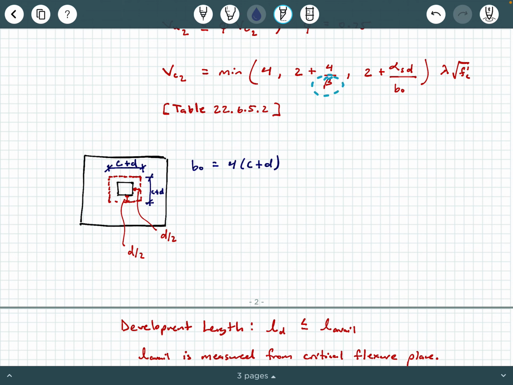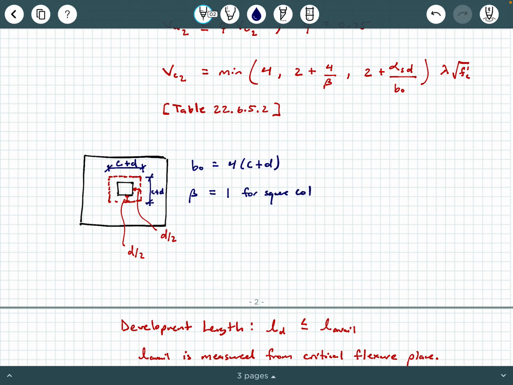Now, what about these other values that are kind of in the mix here? If we have beta and alpha sub s. So beta is the ratio of the short side to the long side of the column. You can find that. I'm actually opening up my ACI right now so I can tell you the correct reference. If you're looking at around Table 22.6.5.2 in ACI, if you look on the right column, it says ratio beta of the lengths of the long and short sides of the column, okay? So beta would be equal to 1 for a square column, okay?